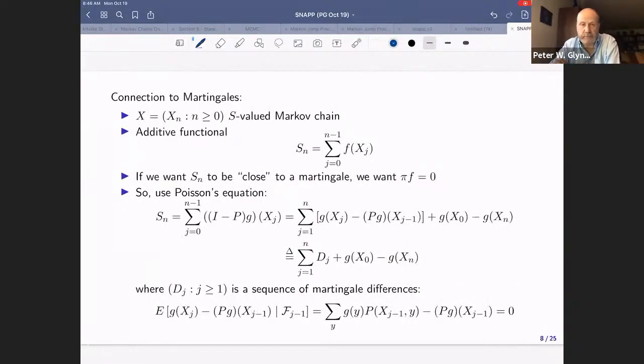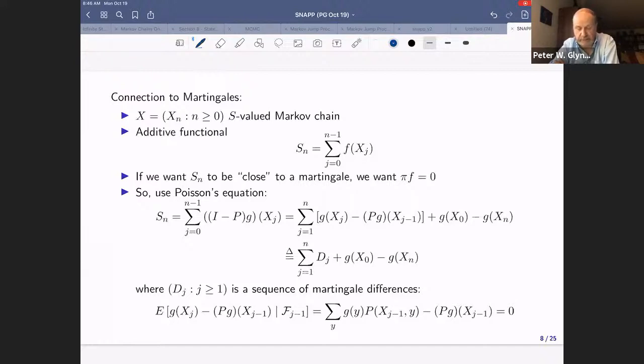Now, why is it that Poisson's equation plays such an important role in the world of Markov chains and Markov processes? Well, at least in the function version of Poisson's equation, the key issue is its connection to martingales. So let me now make that connection clear.